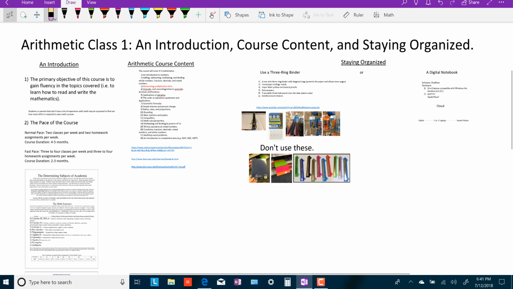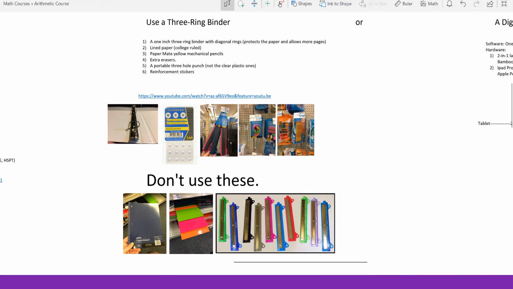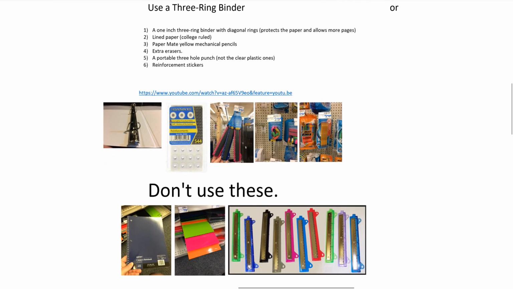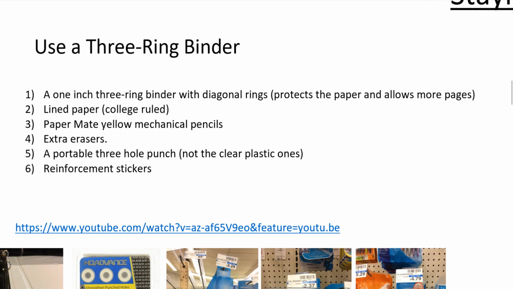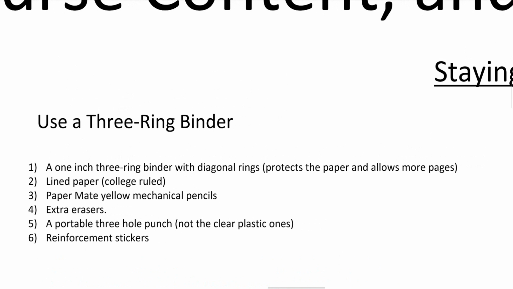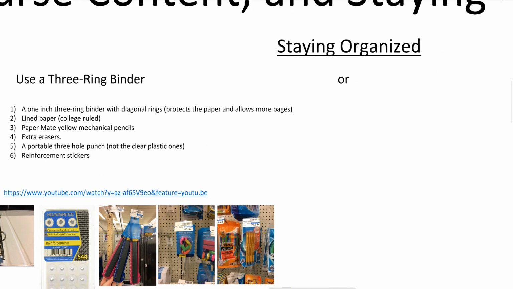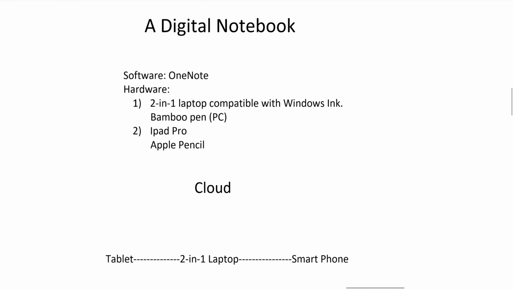So that was class 1. In class 2, we're actually going to start working. Your homework for this class is, if you're going to use a 3-ring binder, to buy all of these items. If you didn't take a screenshot, go ahead and take a screenshot. And if you don't have any colored ink, then you can take a screenshot of that.